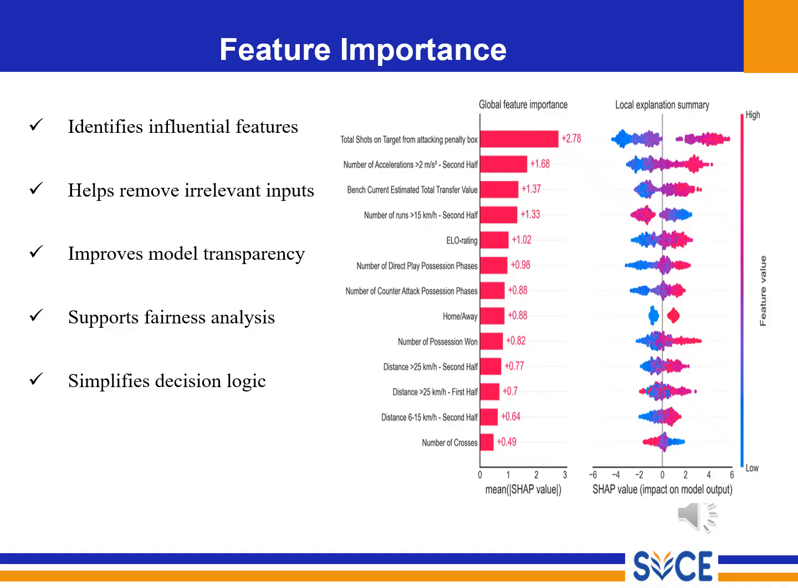The feature importance tells us which input variables matter most to the model. This helps remove the irrelevant inputs, improving the efficiency and the model transparency, and supports fairness analysis, detecting if a model is biased towards a particular feature like gender or age. It also simplifies the decision logic.